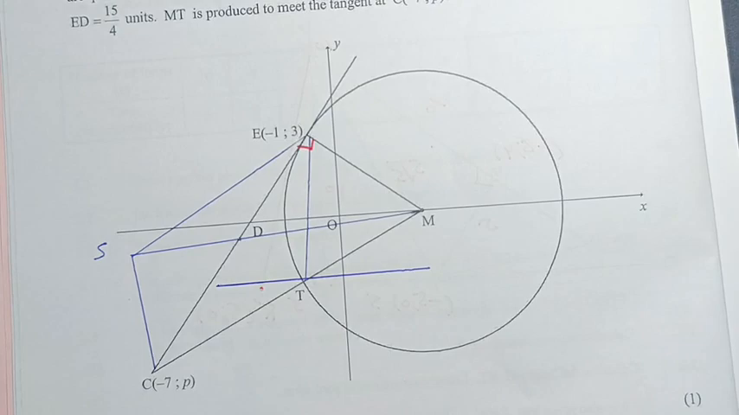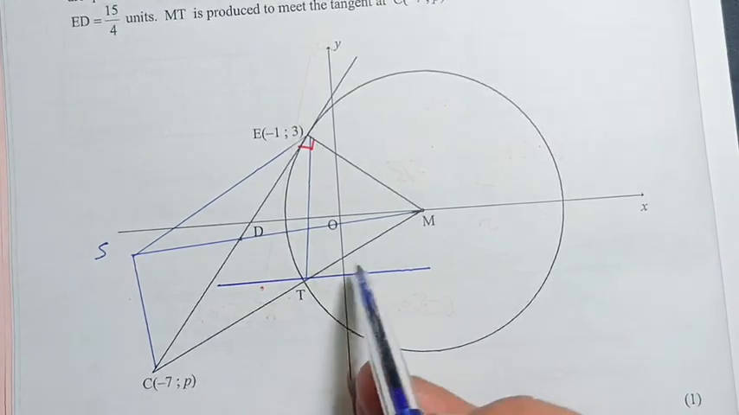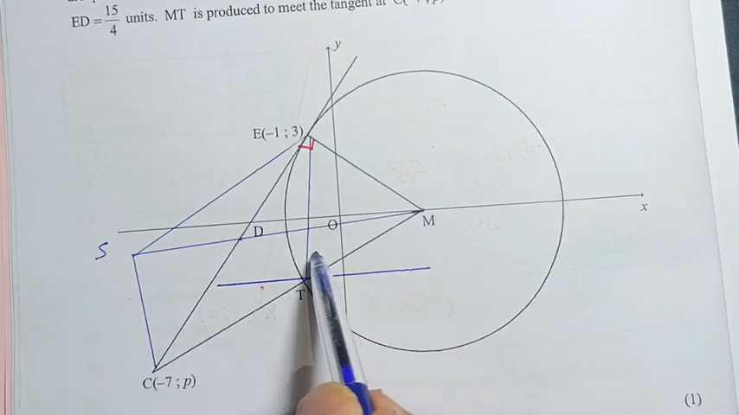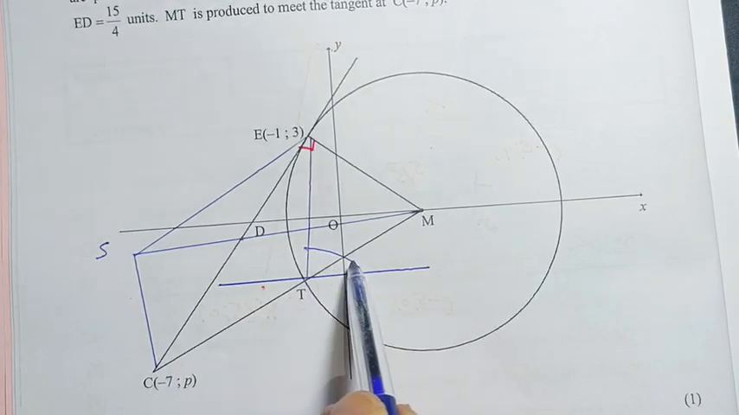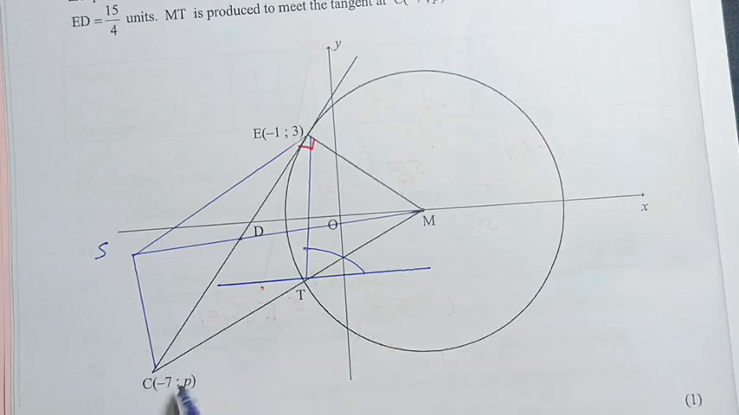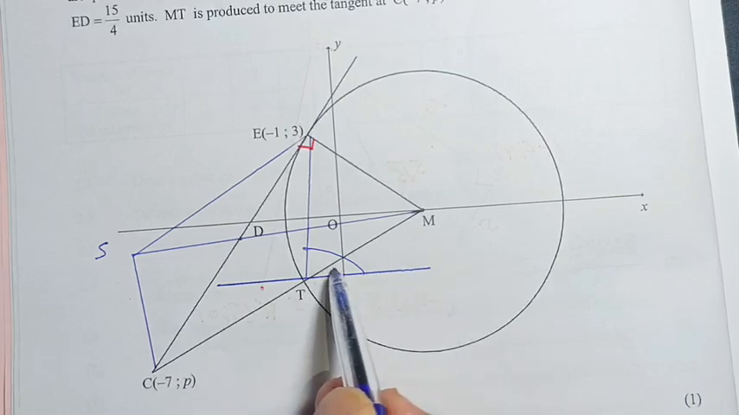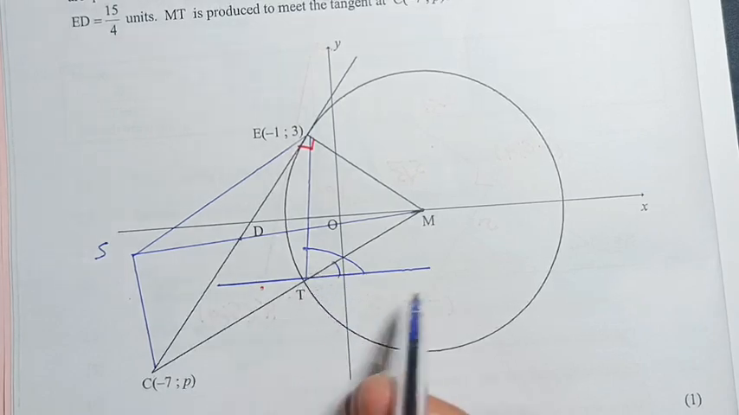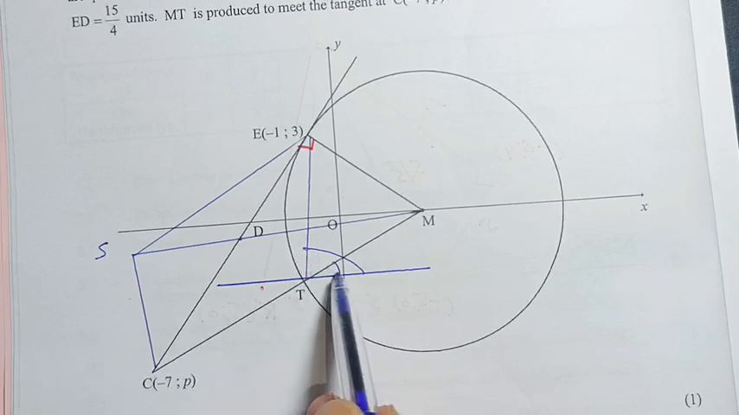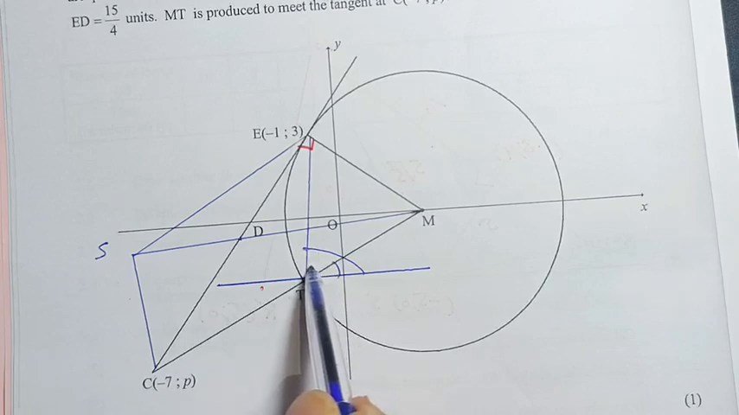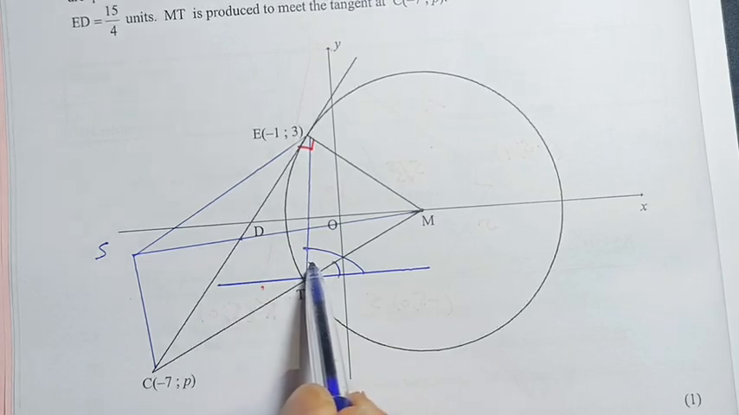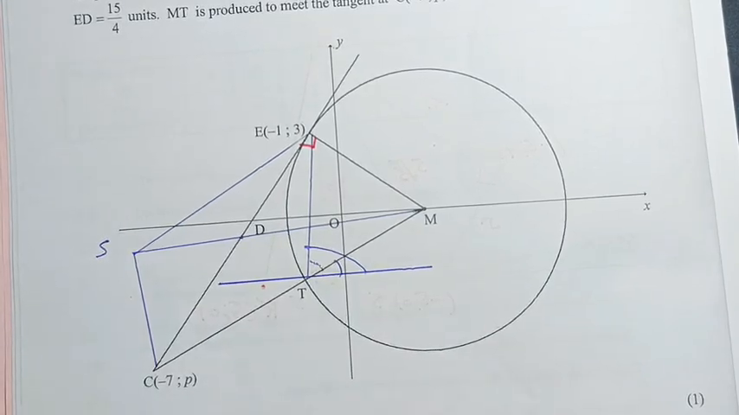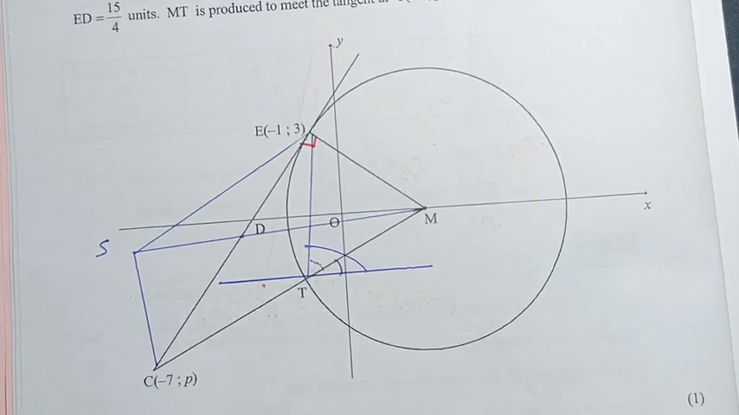So the gradient of ET, if you find it, then we can find the angle of inclination, which is going to be this one. And the gradient of TM, if you find it, that's going to give the angle of inclination of TM. And now from this big one we're going to minus the small one, then we get this angle T here. Right. So now we need to find the coordinates of T.